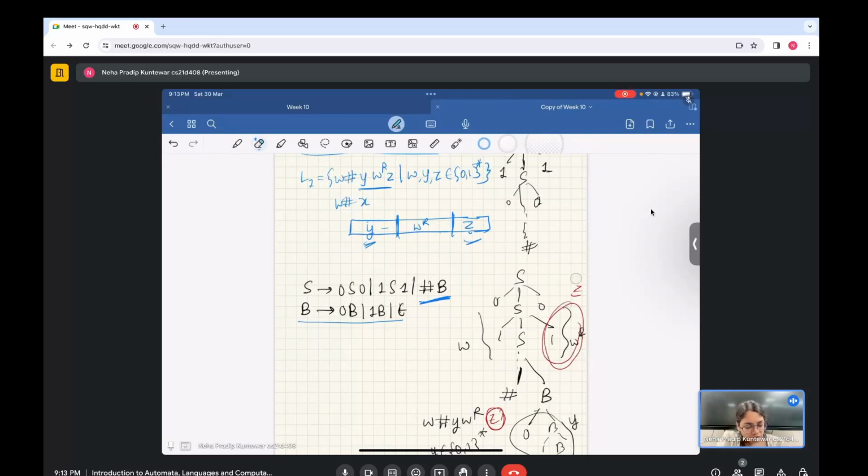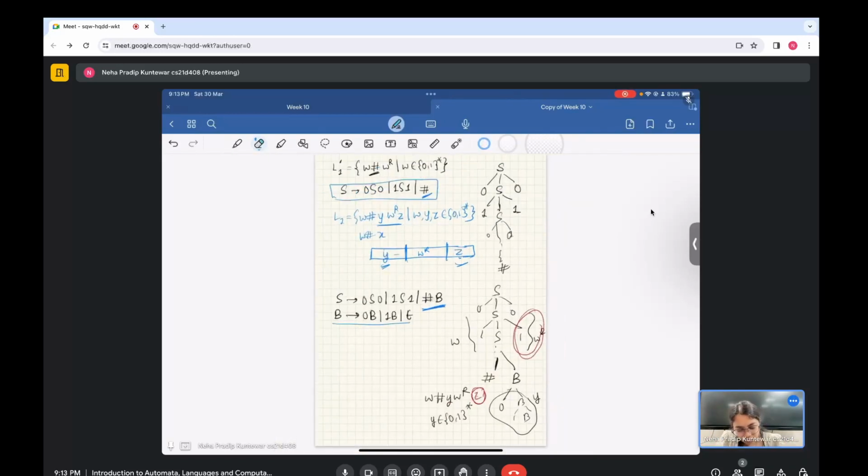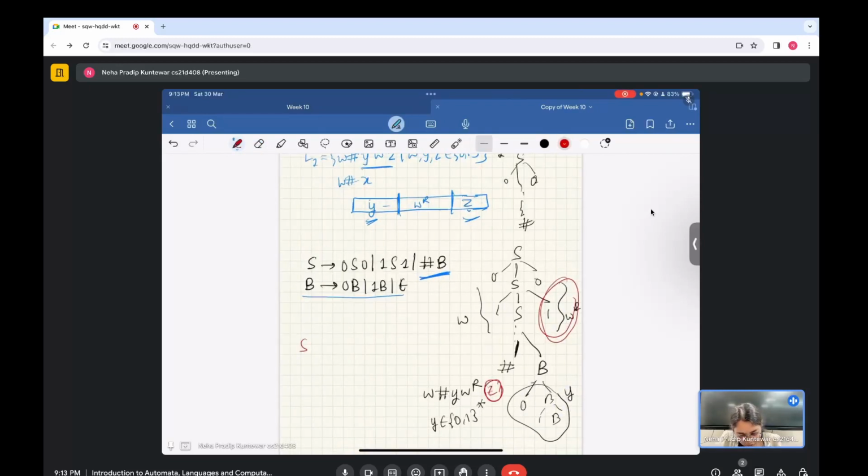So we'll do a small modification now. I'm modifying the start symbol. Let's say A is the start symbol now. A gives S followed by B, and S gives 0 S 0 or 1 S 1 or sharp B, and B gives 0B or 1B or epsilon, and that's it. This is the final grammar that you have.